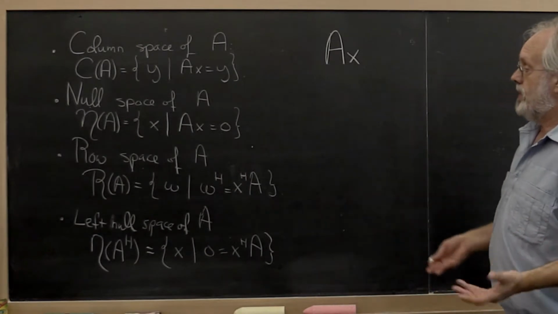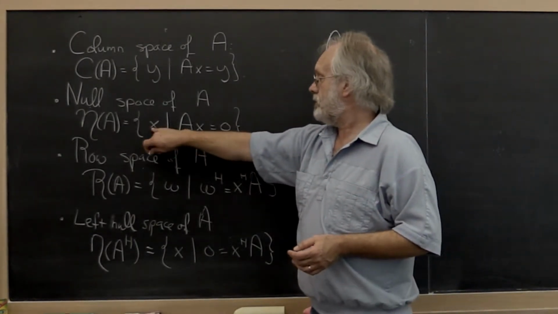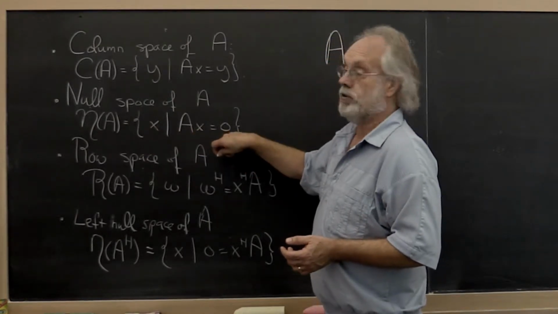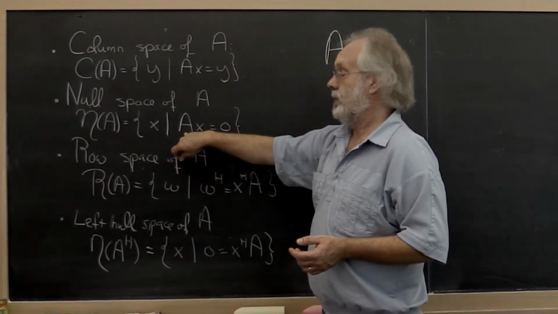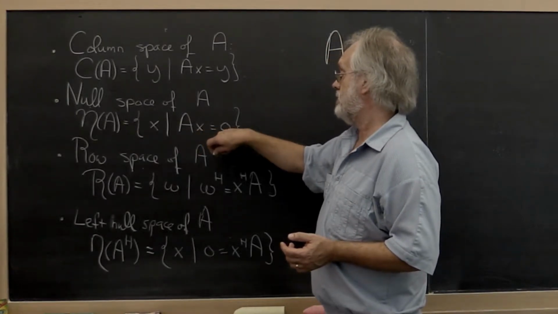And then the null space is another space that you ran into, and that's the set of all vectors X that map to the zero vector when you apply matrix A. So it's the set of all vectors such that A times X is equal to 0.